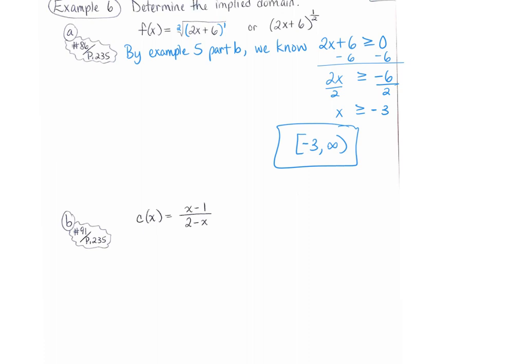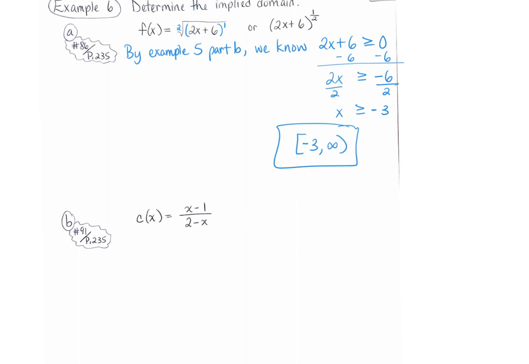All right, so part B to example 6, you have C of x equals x minus 1 divided by 2 minus x. Does this look confusing? Yes. Okay, tell me why it looks confusing. Because it's a fraction? It's a rational function? Okay. Any other reasons? What do we know about rational functions? The denominator has to be greater than 0.